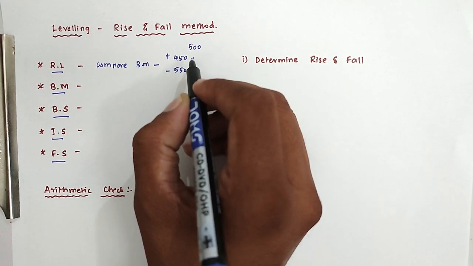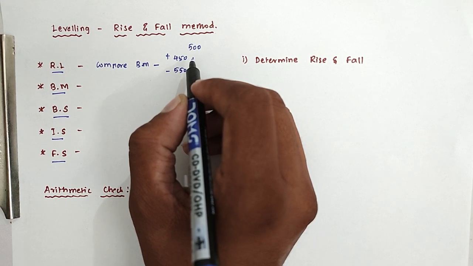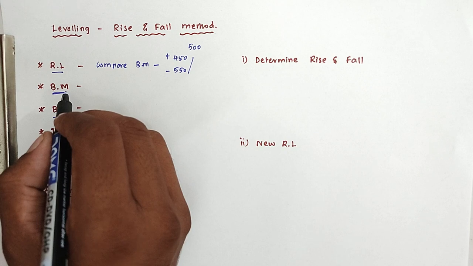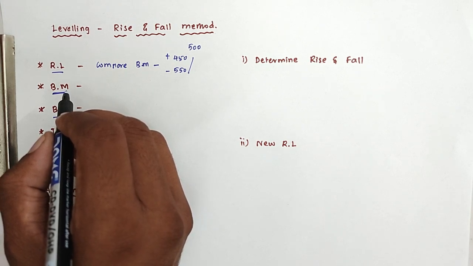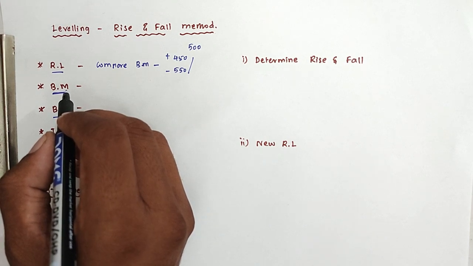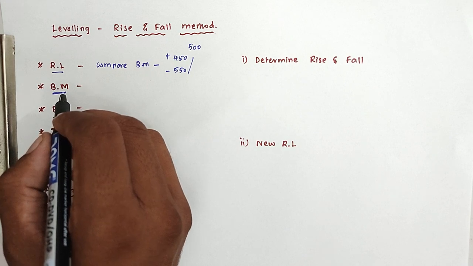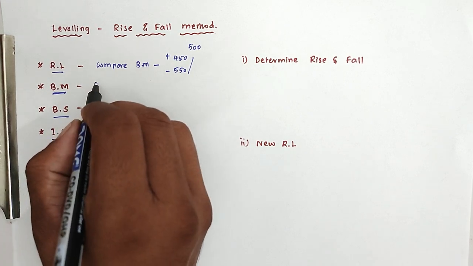Okay, likewise, in a particular point, what is the level? That is called RL. Then benchmark: a benchmark is a reference point. We need some particular reference point to compare all the points and to find out the levels of the particular points. That's why we maintain some benchmark over here. So that is called benchmark.